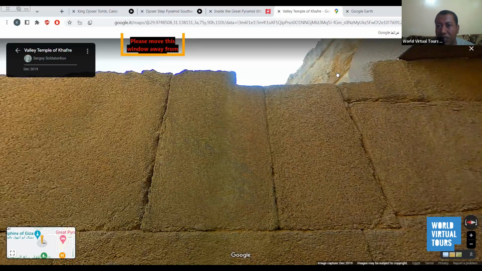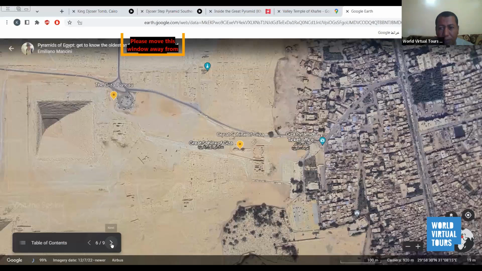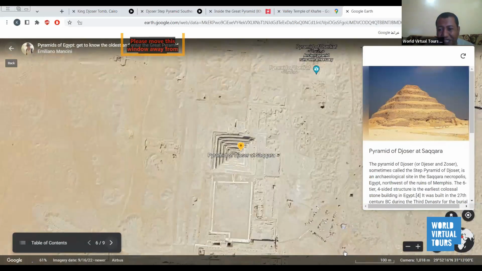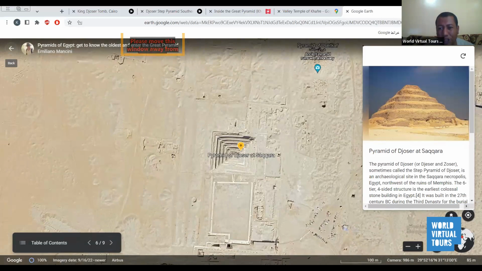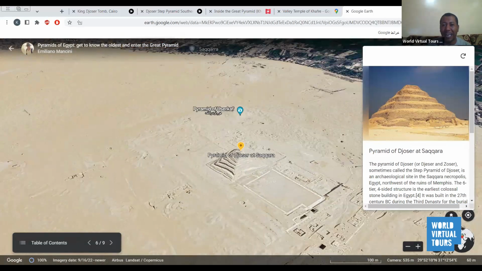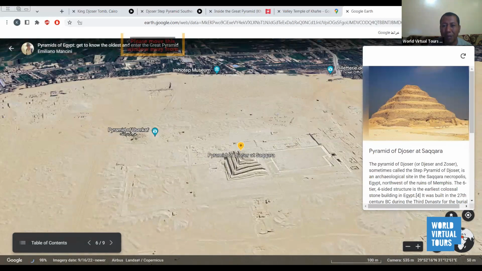Next, I'm going to take you to another pyramid complex to tell you about the rest of the pyramids of Egypt. I will take you to the Step Pyramid of Saqqara. This is an older cemetery, south of Giza, and it was next to the capital, because the capital of Egypt at that time was Memphis.